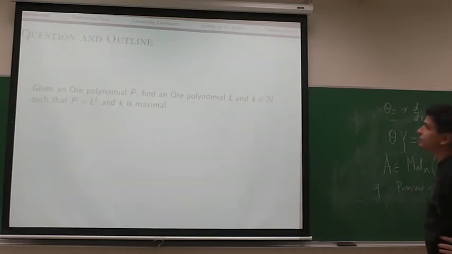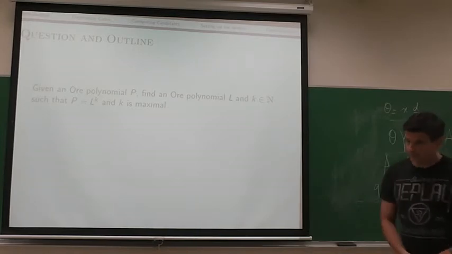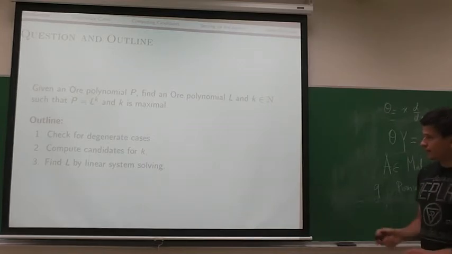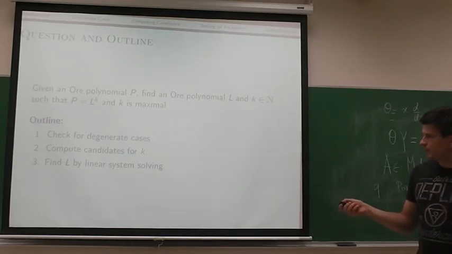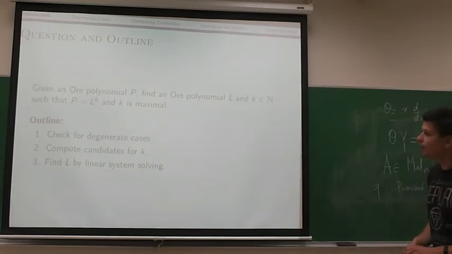Okay, so the question in this talk is, given an Ore polynomial P, find an Ore polynomial L and a natural number K such that P equals L to the K and K is maximal. And how will we achieve this? So this is the outline of the algorithm in total and the outline of the rest of my talk. First we will check for degenerate cases, then we will compute candidates for K, and then we will find L by linear system solving. This second part here will be more or less optional, but it's nice to do for reducing the complexity of the whole algorithm.